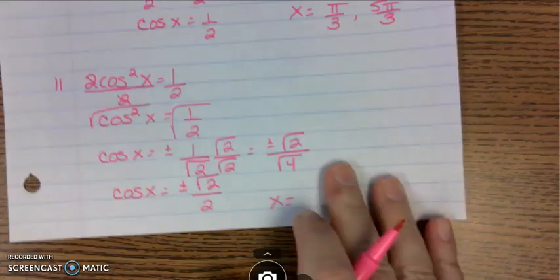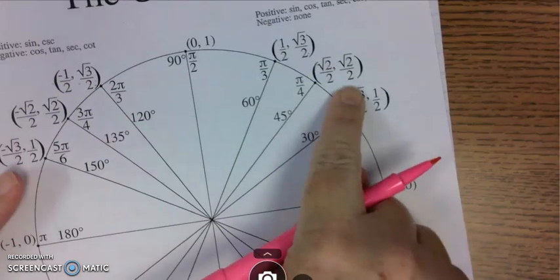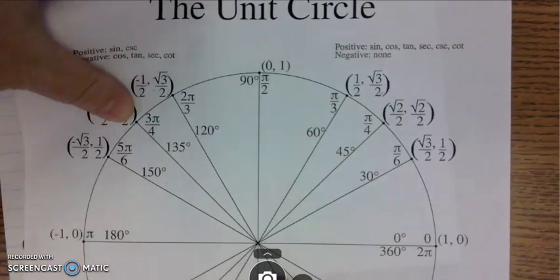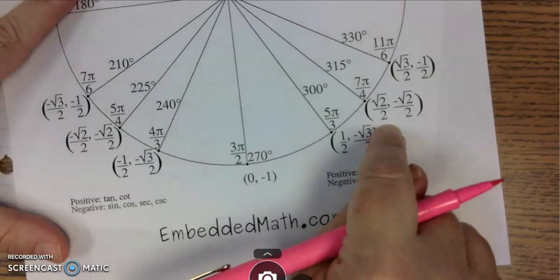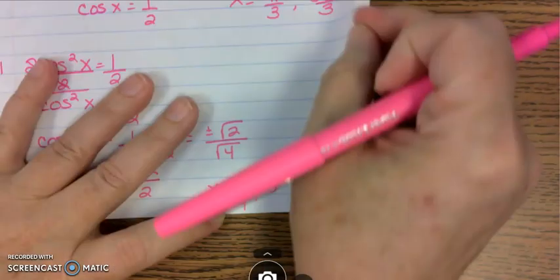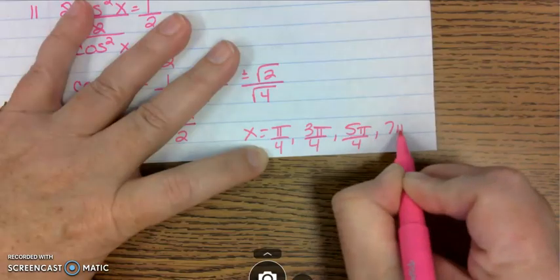Let's get that unit circle. So, pi over 4, I like the 4s because notice they're always the same in there except for their signs. So pi over 4, 3 pi over 4, 5 pi over 4, and 7 pi over 4. Okay, so pi over 4. 3 pi over 4, 5 pi over 4, and 7 pi over 4.